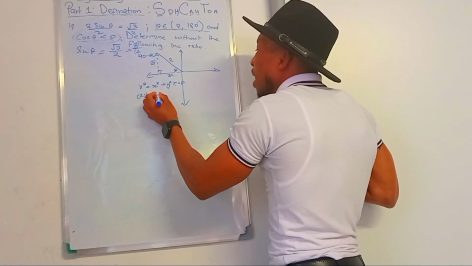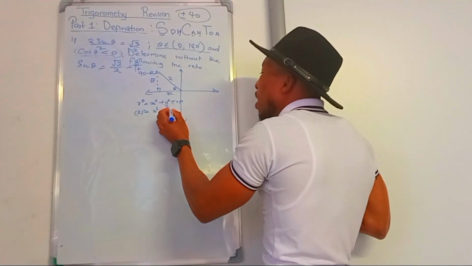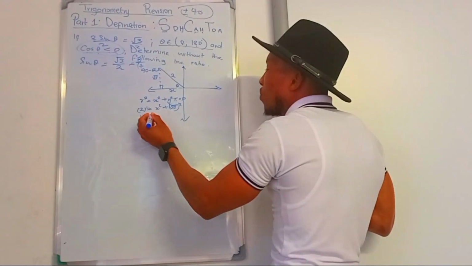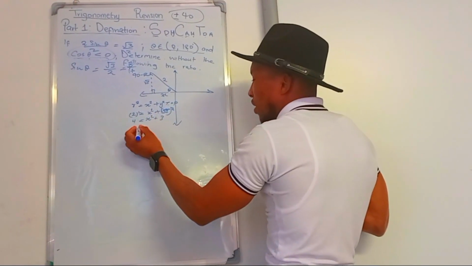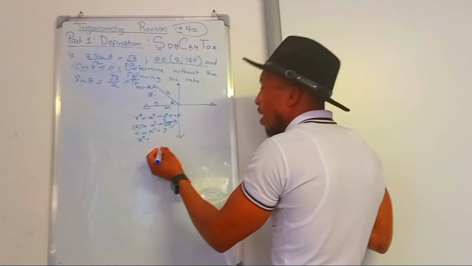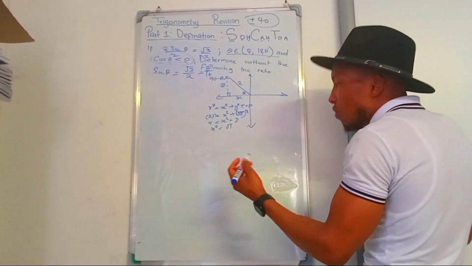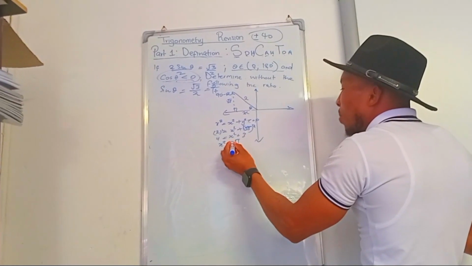It is 2 squared. Then the value of x, we don't know. Then the value of y is root 3, squared. Then after that, we have 4 equals x squared plus 3. Then x squared equals, you take this one and put it on the other side, 4 minus 3 equals 1.